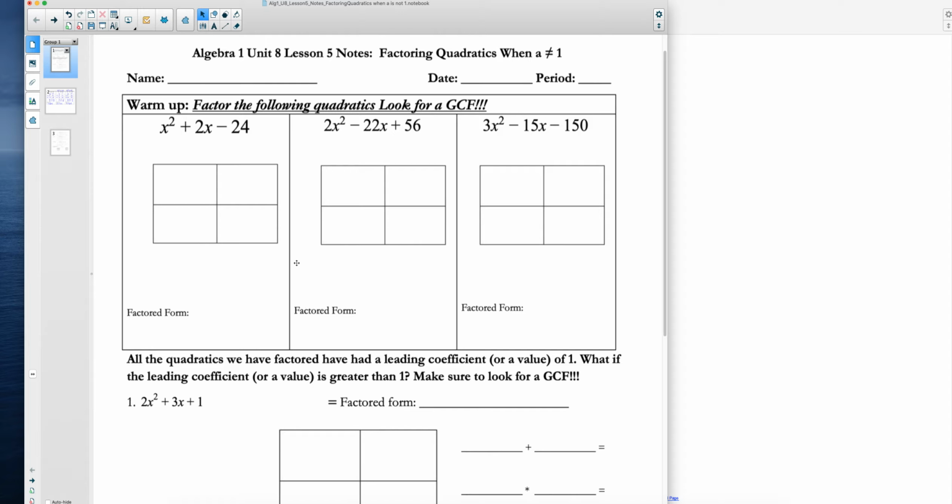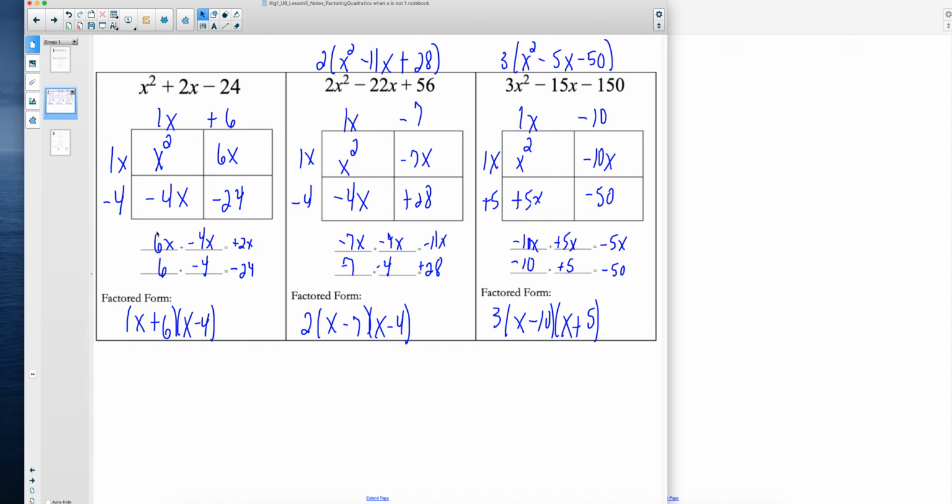All right. Now, once again, to save time, I've worked our opener problems or warm-up problems on the next page here. So I'm just going to click over so you can see the work, and we can check through that as we work here. Now, when you look at our first problem, there was no GCF, so we could put our A term in the upper left, our C term in the lower right. A times C is negative 24. Our B term is 2x. All right, so 6 times negative 4 is negative 24. 6x plus negative 4x is positive 2x.